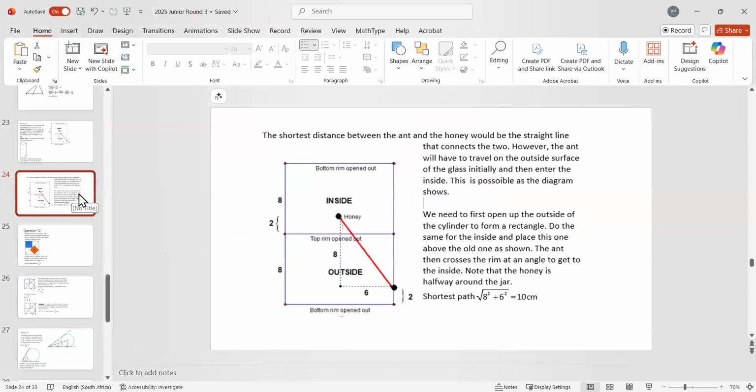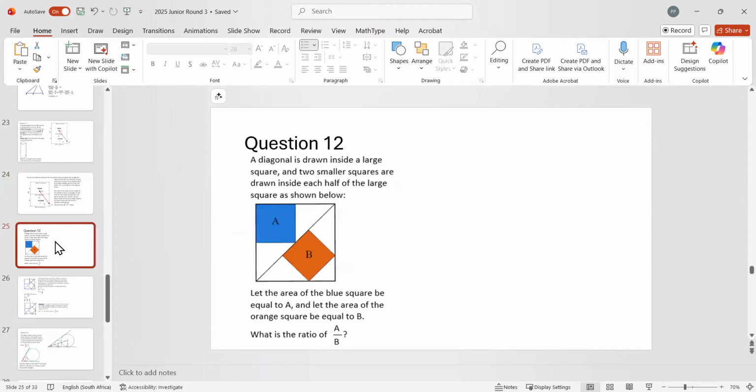So here, I give the full description of what's going on. If you didn't understand it, you can go and read this thing all over again. But we're going to go on to the next problem, which is question 12.